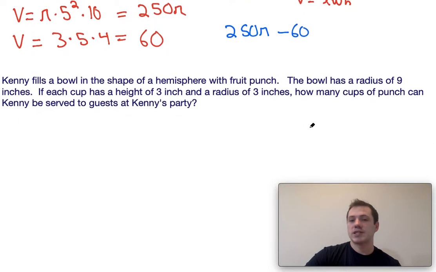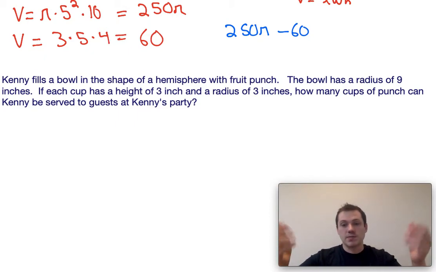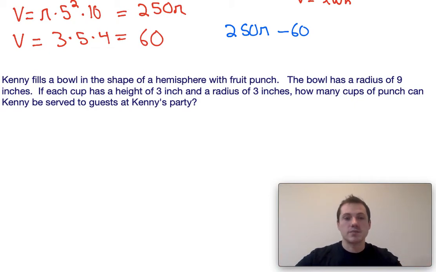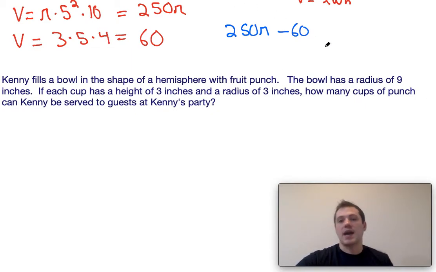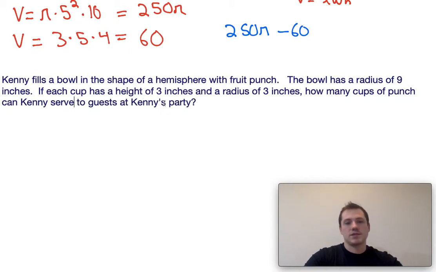Now, if we take a look at this next question, this can trip students up a little bit more. Here we have Kenny, and Kenny wants to fill a bowl in the shape of a hemisphere with fruit punch. Just imagine this is your typical punch bowl, something you might see at a school dance or prom. This particular bowl has a radius of 9 inches, so that's a fairly big bowl, probably holding a lot of punch. Each cup that we're using to serve our guests has a height of 3 inches and a radius of 3 inches. How many cups of punch can Kenny serve to guests at his party?